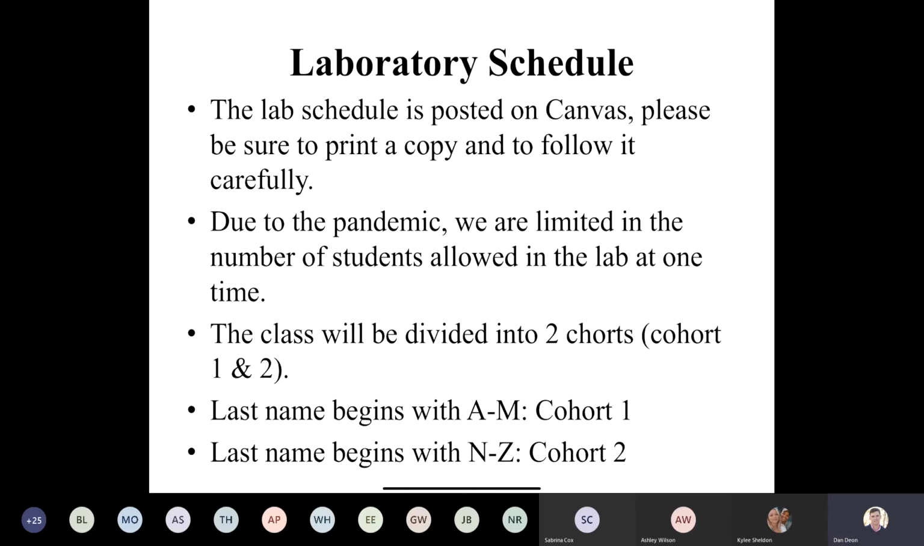All right, the laboratory schedule, again, it is posted to Canvas, the laboratory schedule that I just presented a few minutes ago. Be sure to print a copy. Now, if it was me, what I do is I print a few copies. I have one up on the wall of my office at school. I have one in my office at home.